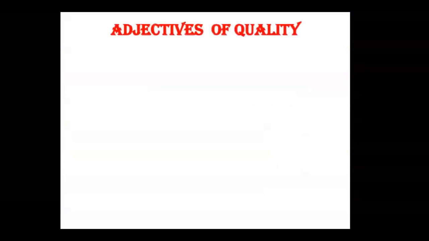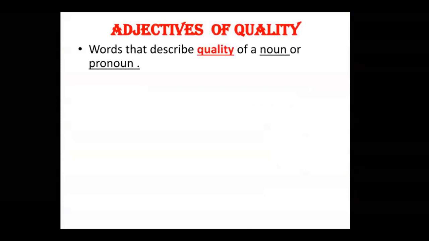The first kind of adjective is adjectives of quality. Words that describe quality of a noun or pronoun. Now, look at the word quality. Quality means a special thing, okay, about a noun or pronoun. The word which tells us about the quality of a noun or pronoun is known as adjective of quality.